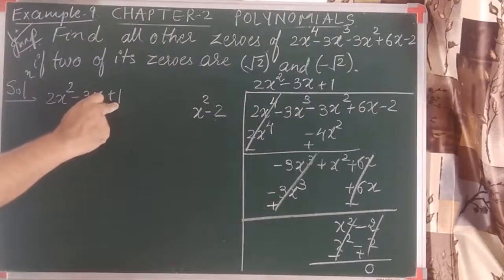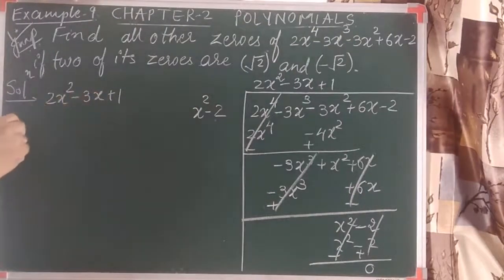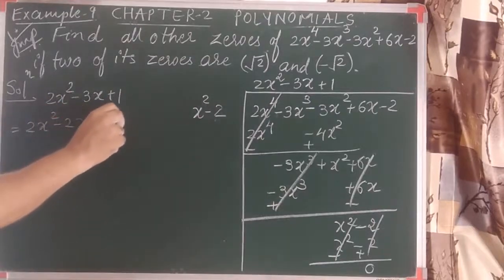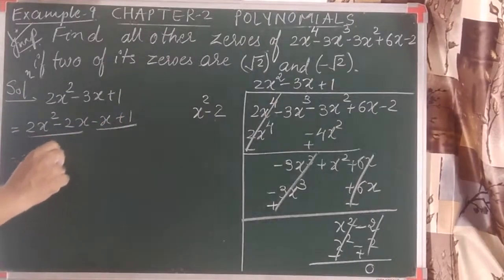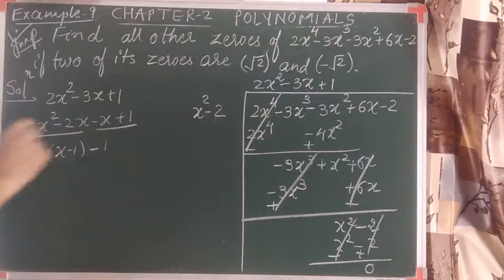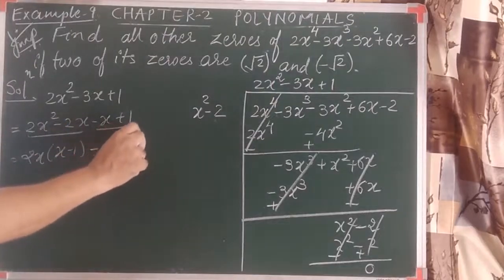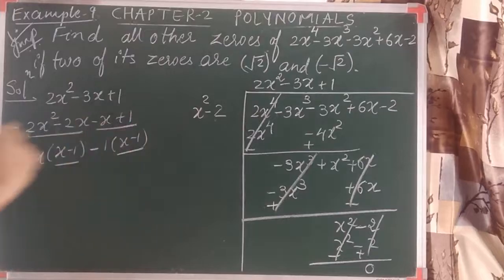2 ones are 2. So 2 plus 1, that is 3. So that is 2x square minus 2x minus x plus 1. I have used the splitting method. Take common from the first 2 and last 2. 2x is common, so it is x minus 1. I'll take out minus sign common, so it is x minus 1. See, both the signs are equal.